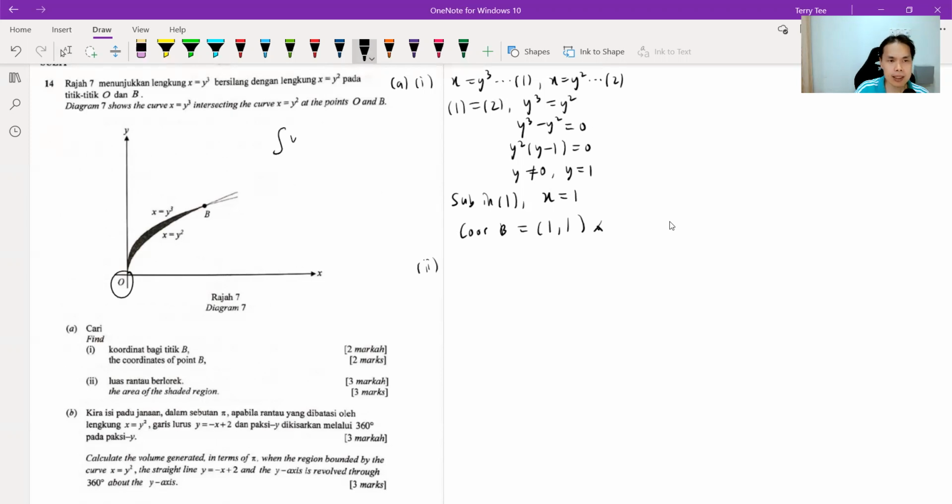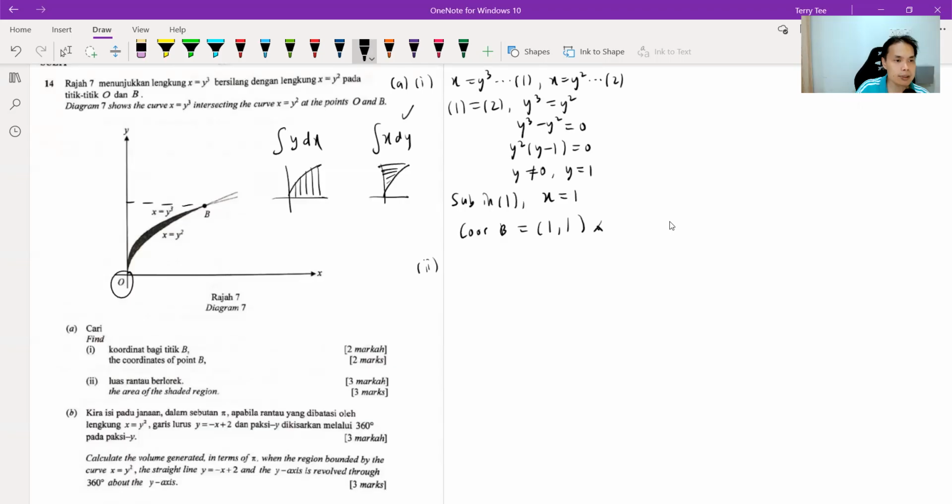Remember, with respect to x is y dx. That means you start from the curve, you move down towards the x-axis. With respect to y is x dy. You start from the curve, you move over to the y-axis. Now, I will use this because your x is already written as the subject.